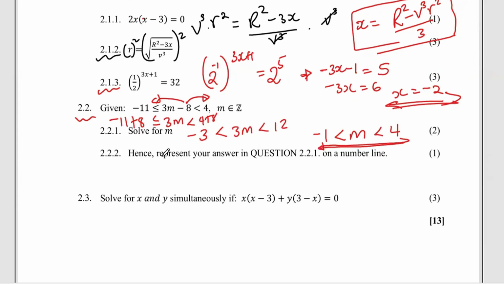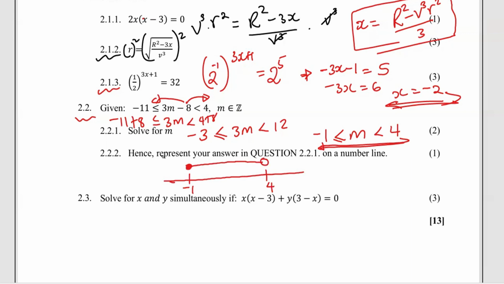And then how do we represent this on a number line? There's an equal sign here. Okay, so since there's an equal sign, this is going to be our negative 1. And then this is going to be our 4. So this needs to be a closed dot. And then this must be an open dot by the 4.